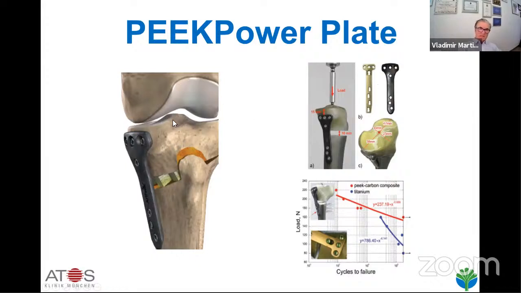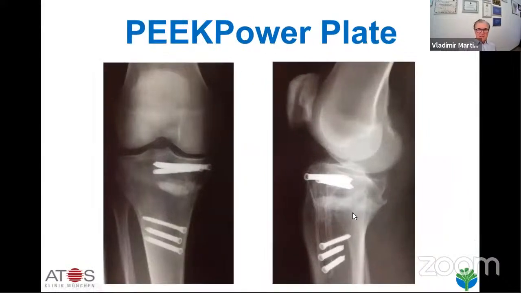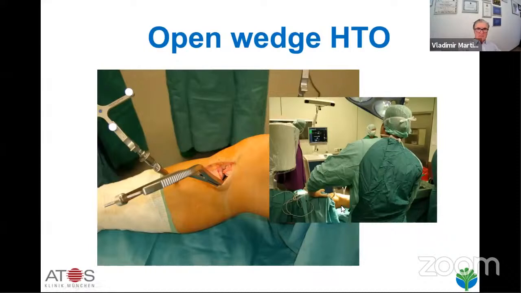Tomofix plate is the standard one since five years. I think Professor Imhoff is using this plate as well. We use the PEEK Power plate, which gives us very nice clinical results. It's a little bit weird view because you don't see the plate, you see only the screws, but the results are really very nice. And as you see here, artificial bone I use in corrections over 12 degrees. Under 12 degrees, you don't lose anything.